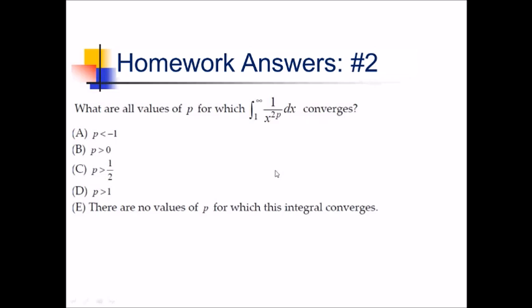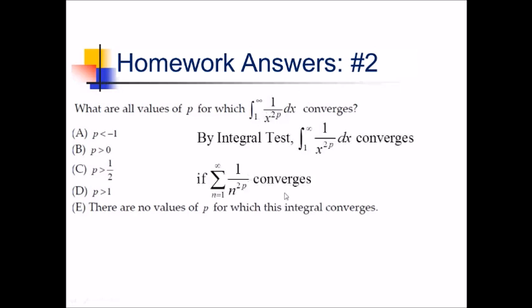We know by the integral test that this is going to converge wherever the series of 1 over n to the 2p from 1 to infinity converges. So if we can figure out where this series converges, we've figured out where the integral converges, because they're basically one and the same thing when it comes to whether or not they converge.